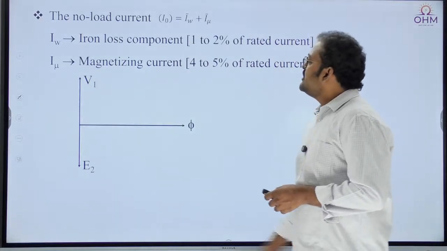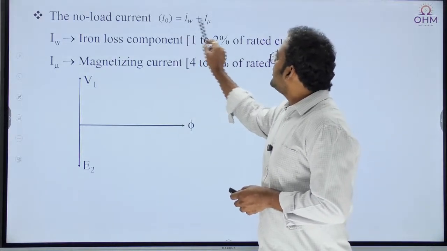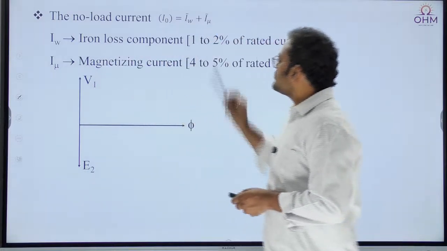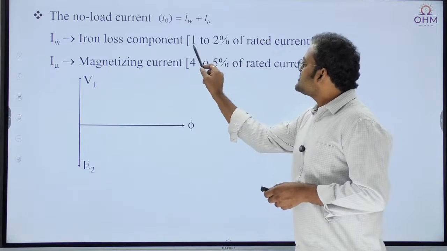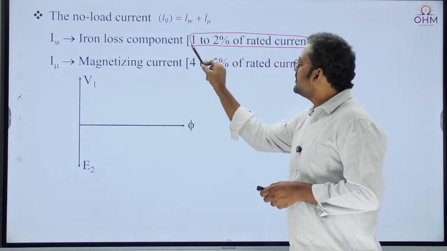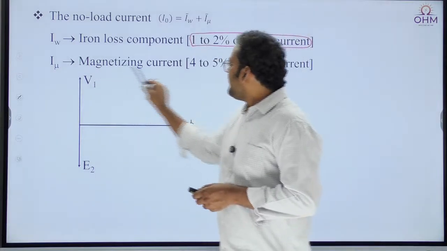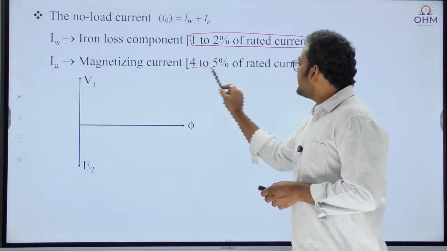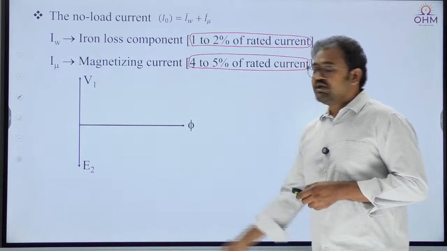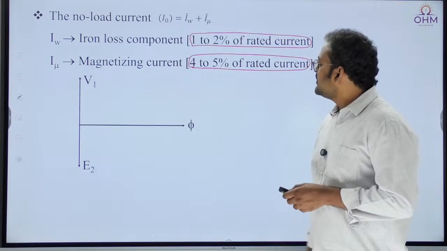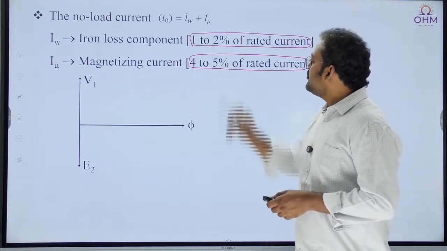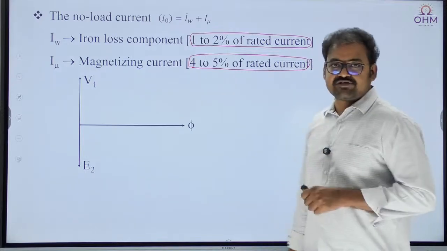See here. So I naught is equal to IW plus I mu, vectorially we have to add, where IW is iron loss component and its magnitude is around 1 to 2% of rated current, important. Whereas I mu is magnetizing current and its magnitude is 4 to 5% of rated current. That means who is dominating? Yes, magnetizing current is dominating, 4 to 5%. Loss component current is just 1 to 2% only.